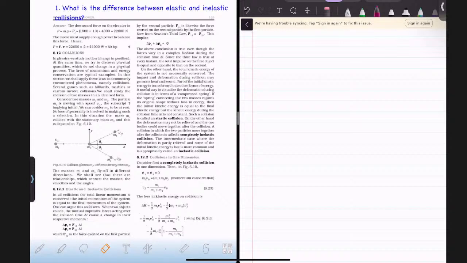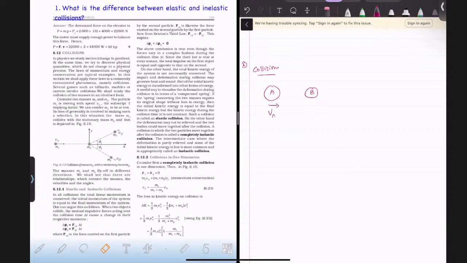What is the difference between elastic and inelastic collision? So first, collision. What do you mean by collision? Collision matlab when two bodies strike with each other. When two bodies, if this is a body A and this is a body B, when two bodies strike with each other, if body A is moving with a velocity VA and body B is moving with a velocity VB, this is before collision. So what does collision mean? When two bodies strike with each other and they exert large force on each other, this is known as collision.